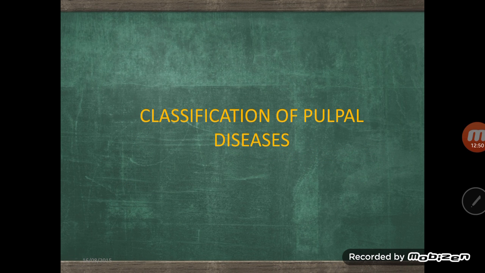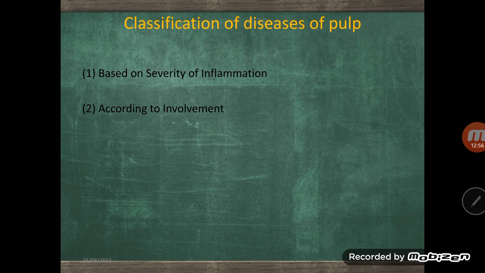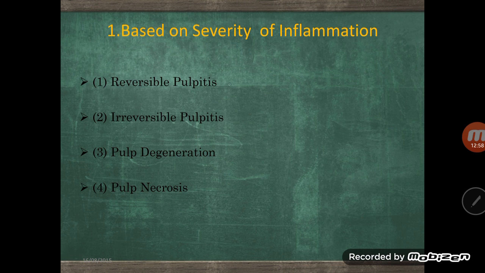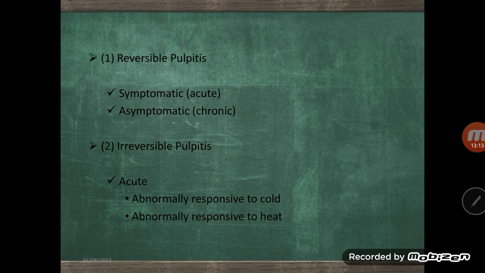Coming to the classification, I just want to finish this fast. Based upon the severity and according to the involvement. Based upon the severity, it can be reversible, which can be reversed immediately after the stimulus is removed. Next is irreversible, which cannot reverse once the stimulus is removed. There will be pulp degeneration, meaning pulp degenerative changes starting, and necrosis. Reversible can be symptomatic or asymptomatic. Symptomatic means pain will be present. Asymptomatic means there will be no symptoms.